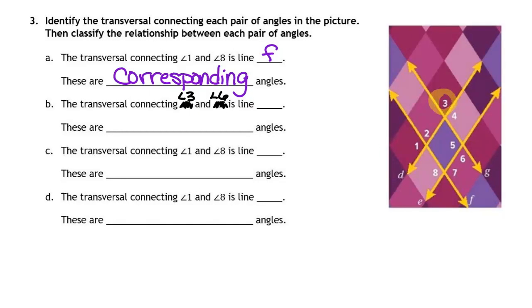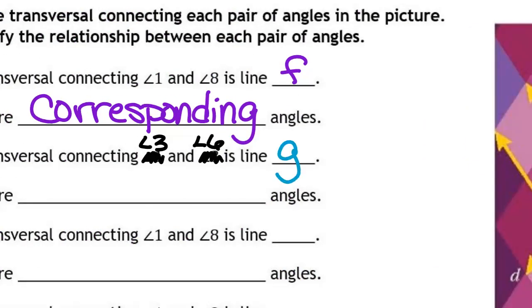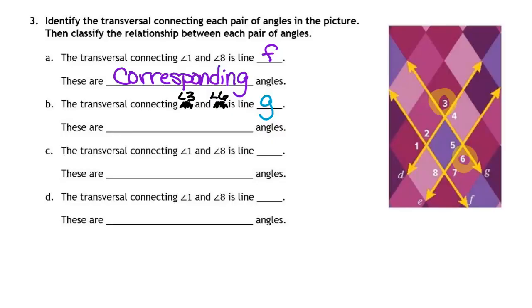Angle 3 is up here. Angle 6 is over here. What is the line that connects those two? G. So if G is my transversal, then these are the two lines that it's crossing. Are 3 and 6 in between, outside, or one of each? Outside. What do we call outside angles? Exterior. Same side or opposite sides of G? Opposite. So what would we call them?